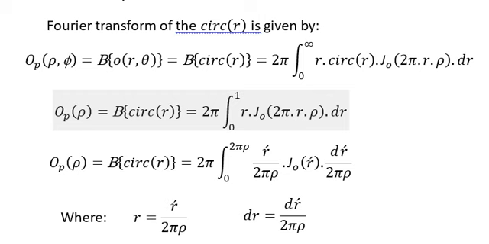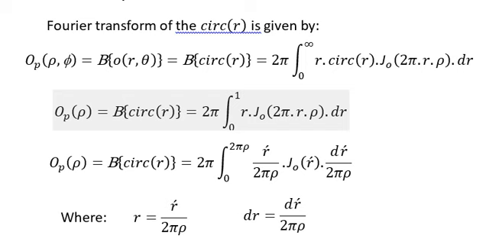So this is equal to the Bessel function of the circ function, and then we have 2 pi, with integration limits from 0 to 1 in r. The integrand is r multiplied by the Bessel function of the first kind, order 0, and the argument is 2 pi r rho, and the integration variable is r. So if you evaluate this integral, you can get the Fourier transform of the circ function.